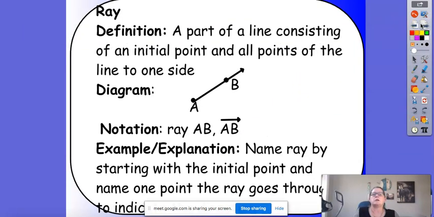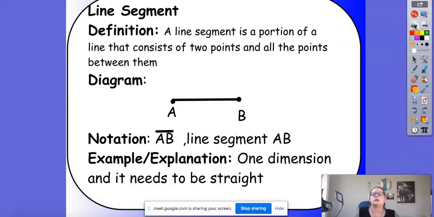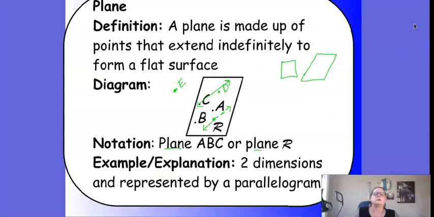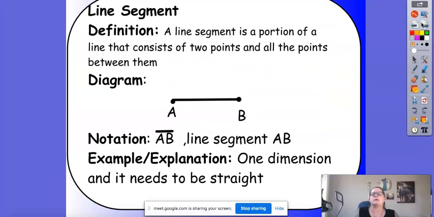A line segment. I wonder why I didn't do a line first. Hold on, I want to go look. Maybe I missed the line. Where's the line? Did I already do the, yeah, I already did the line. Point, line, plane. Okay, a line segment.